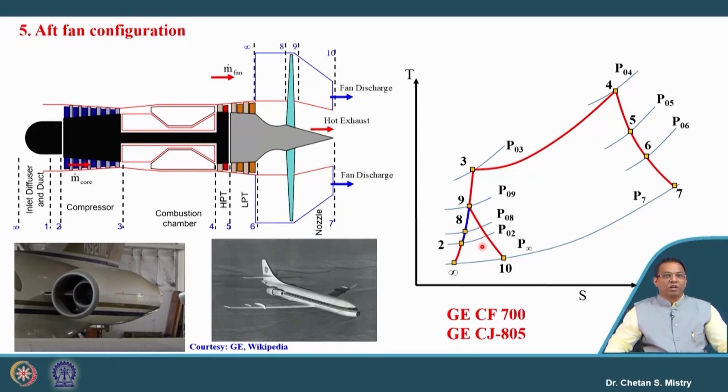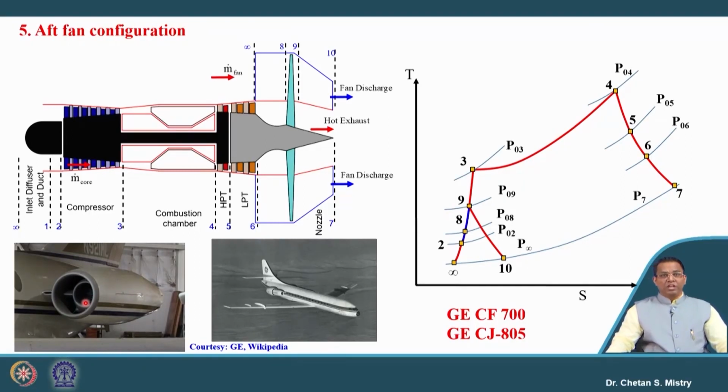I am sure you got the idea about what we are discussing regarding the TS diagram for this kind of configuration. So do not get confused about how exactly this is placed. You can say it is from infinity to 8, that is my suction process, or my intake. So you will have two intakes: one for the core engine, and the second for the fan. Suppose I consider this kind of configuration where we have one main intake, and on the inner side we will also have another intake.